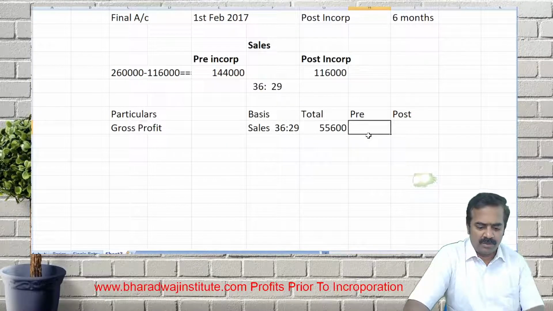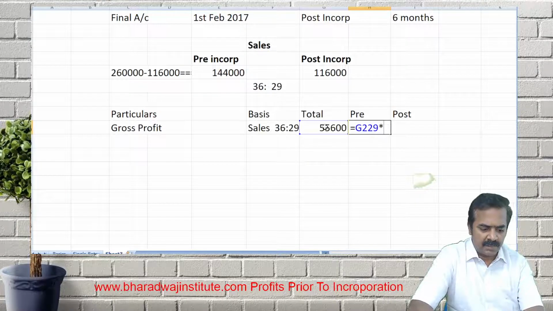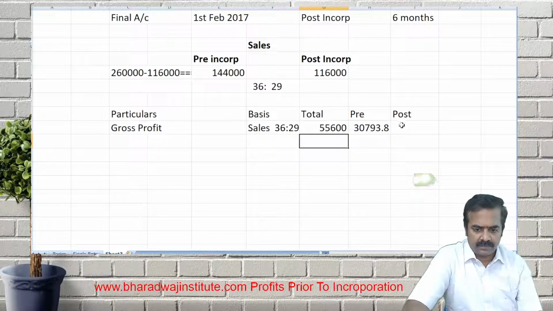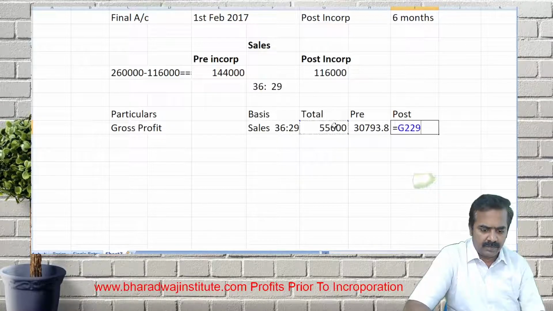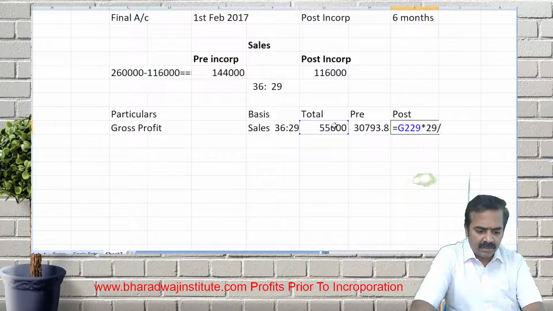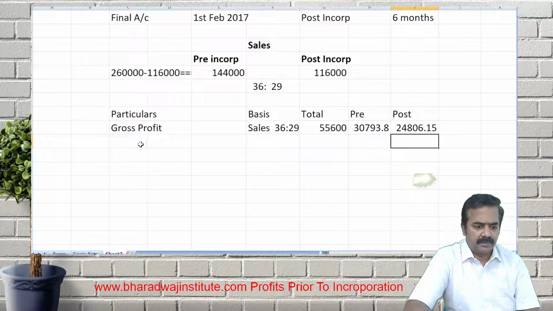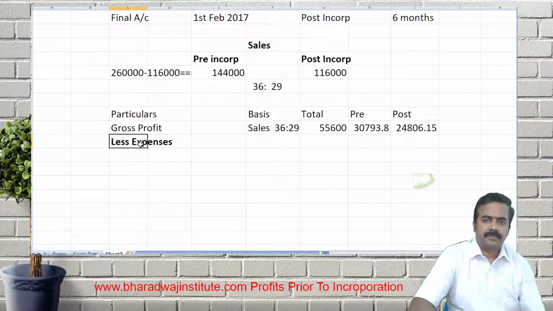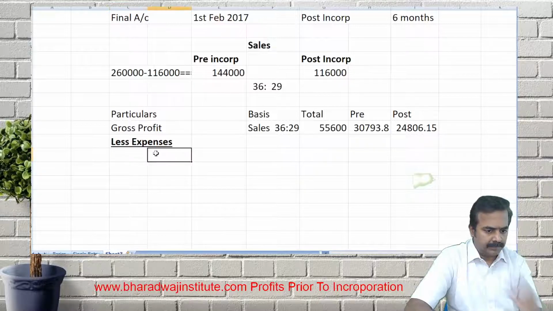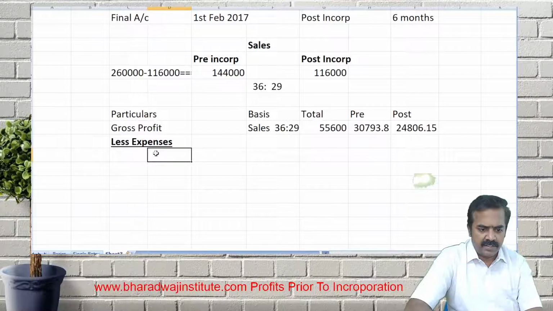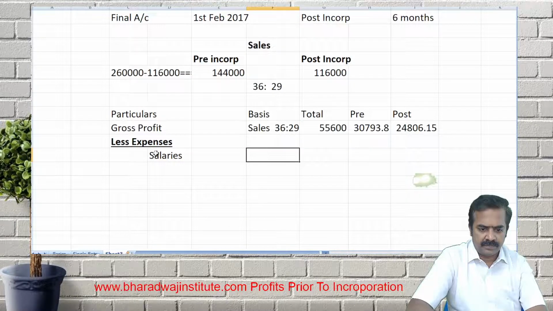So, 55,600 into 36 by total 65, and 55,600 into 29 by 65. Less expenses. What are the expenses? Salaries and a ratio. Time ratio.